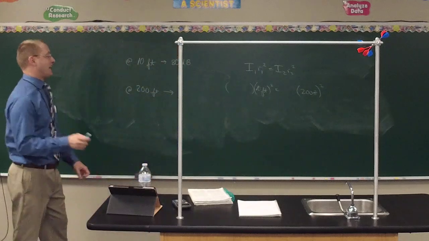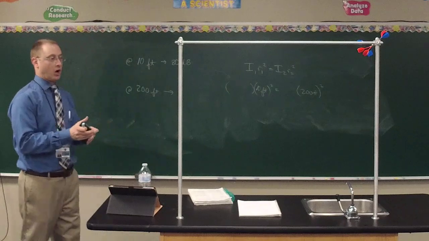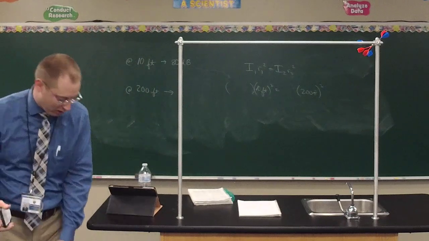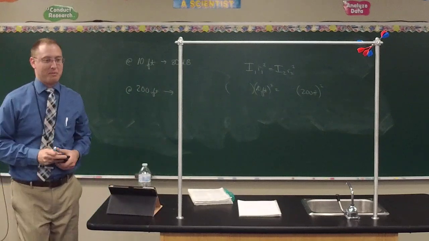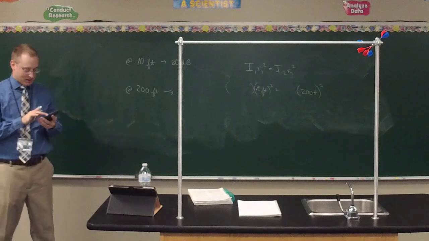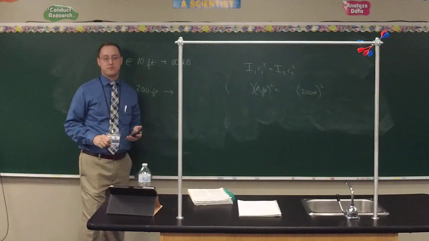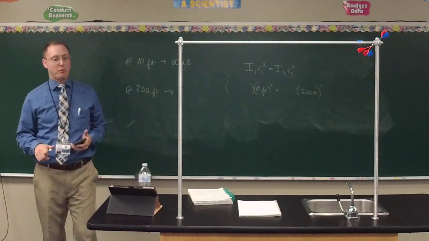Convert it into intensity. At your seats, convert 80 decibels to intensity. Call it when you've got it. Divide by 10, take the anti-log, multiply by 1e negative 12.